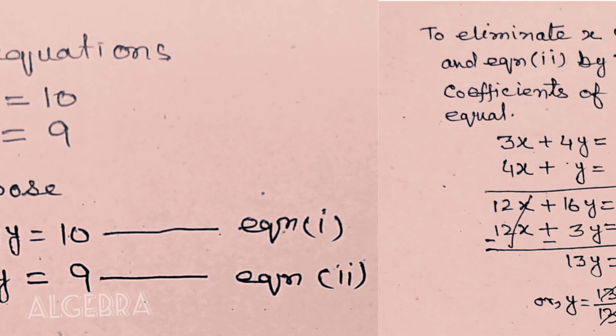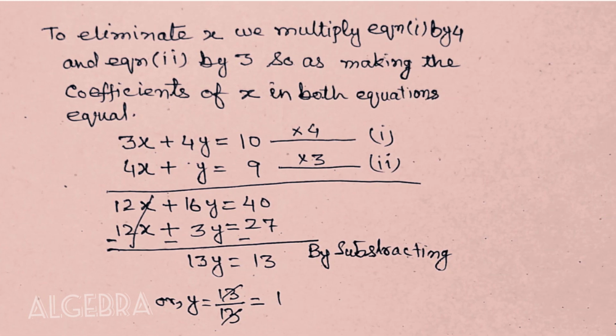equation 2. To eliminate x, we multiply equation 1 by 4 and equation 2 by 3, so as to make the coefficients of x in both equations equal. 3x + 4y = 10 is multiplied by 4, and 4x + y = 9 is multiplied by 3. 12x + 16y = 40, and 12x + 3y = 27.